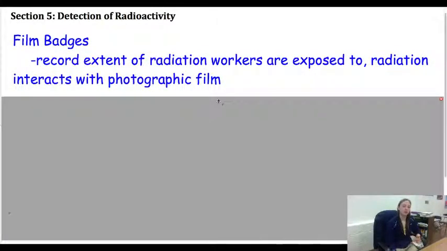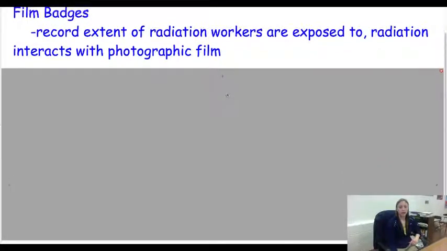Film badges record the extent to which different workers are exposed to radiation. This radiation interacts with some kind of photographic piece of film, usually underneath their name tag, and that will tell them exactly how much radiation that particular worker has been exposed to, and whether it's too high of a level or whether they're good. Usually workers like x-ray techs and things of that nature have those film badges.